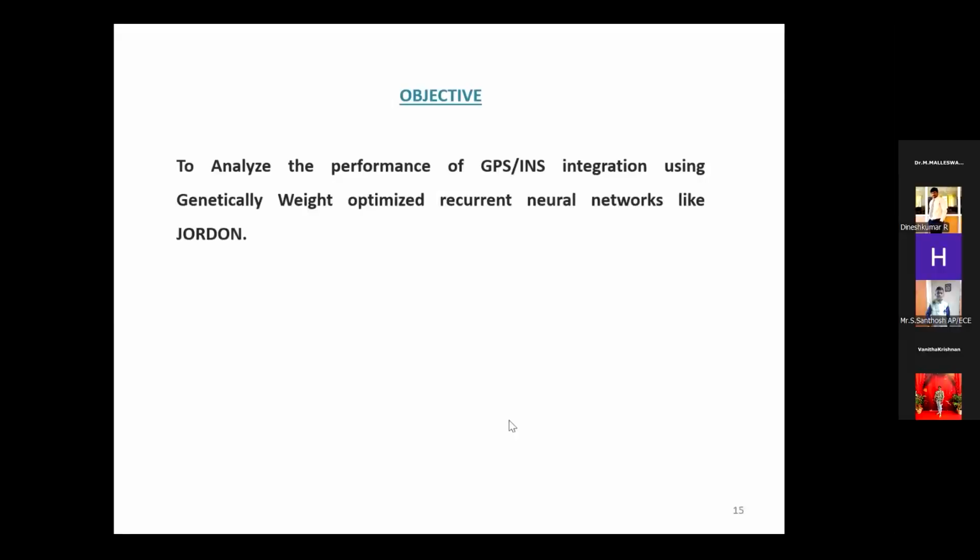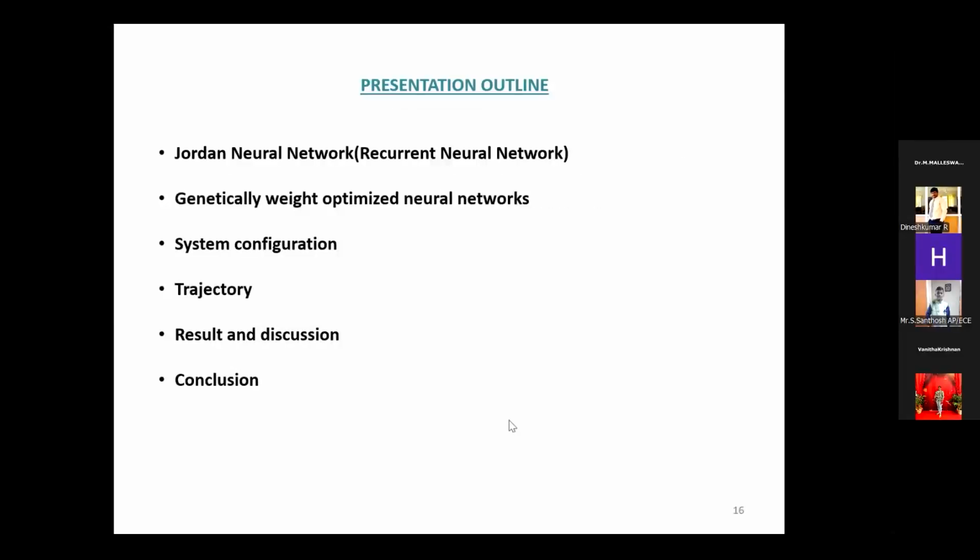I will show that system configuration later. Now let us see the theoretical approach of this concept. Okay. Next, this is the presentation outline.